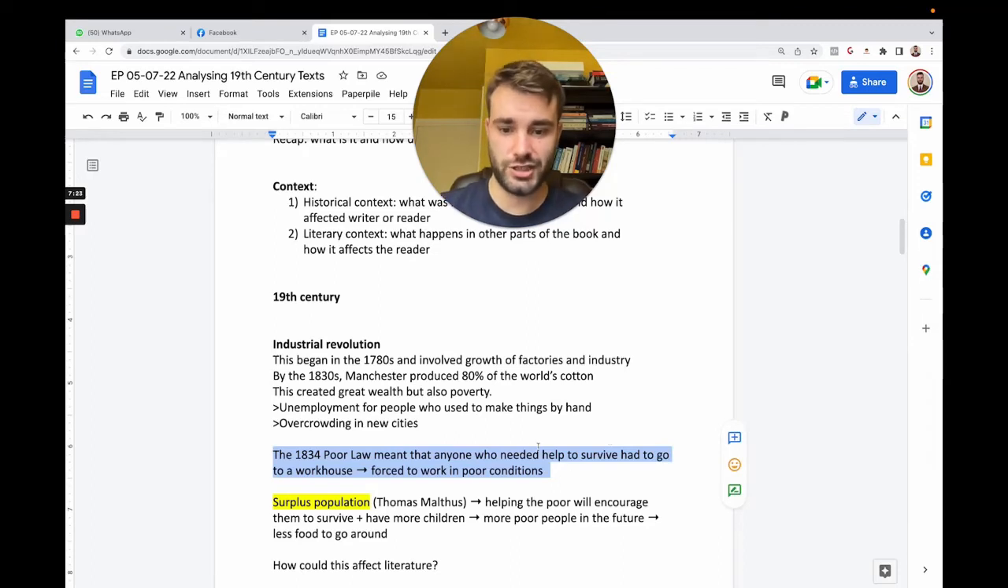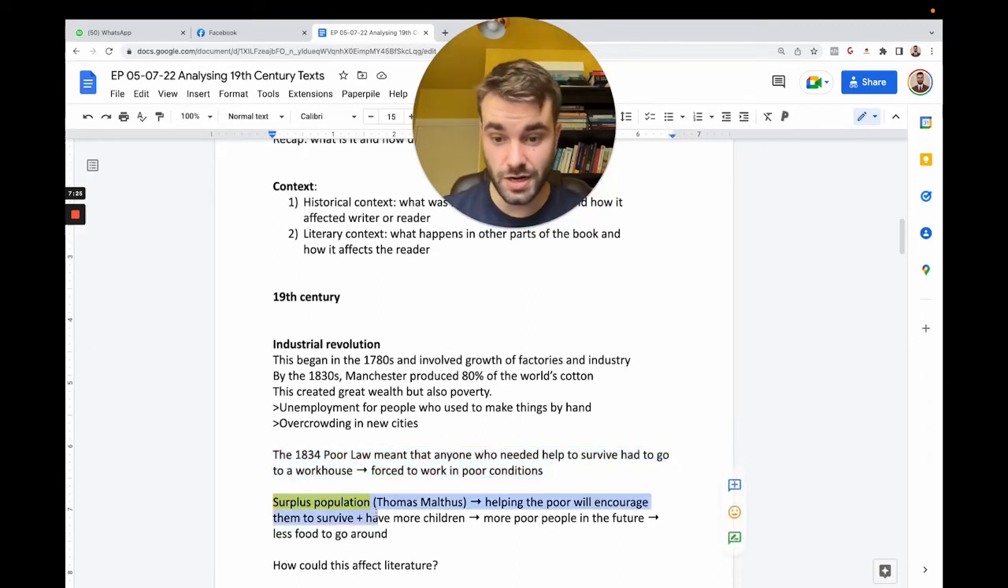the surplus population. The surplus population, surplus means too much, population means the number of people, was a theory invented by a guy called Thomas Malthus. Sometimes it's called the Malthusian theory. This theory said that if you help poor people by giving to charity, they're going to live longer and they're going to have more kids. And that means, guess what? More poor people are going to be around in the future, right?